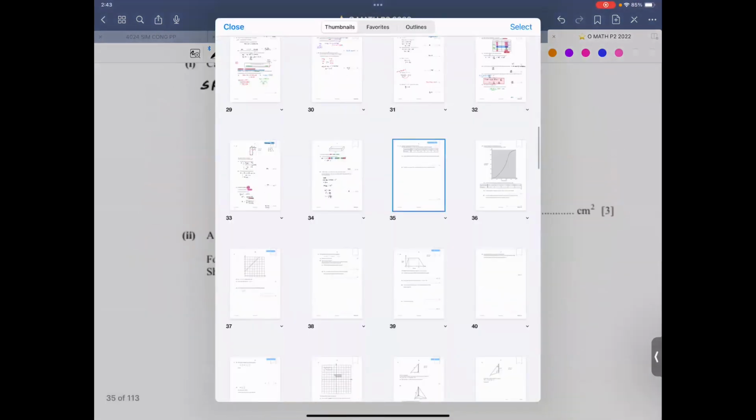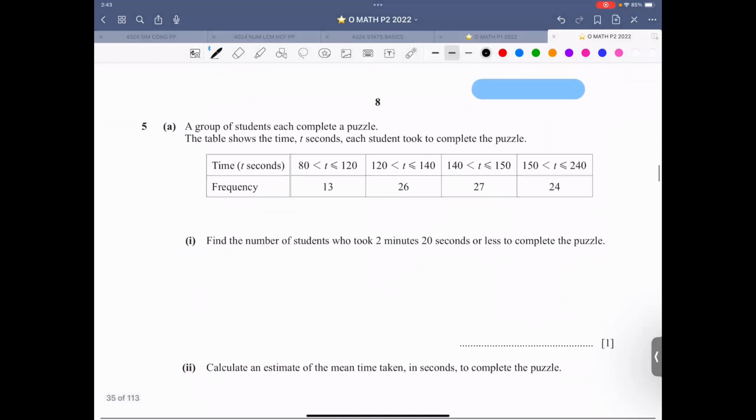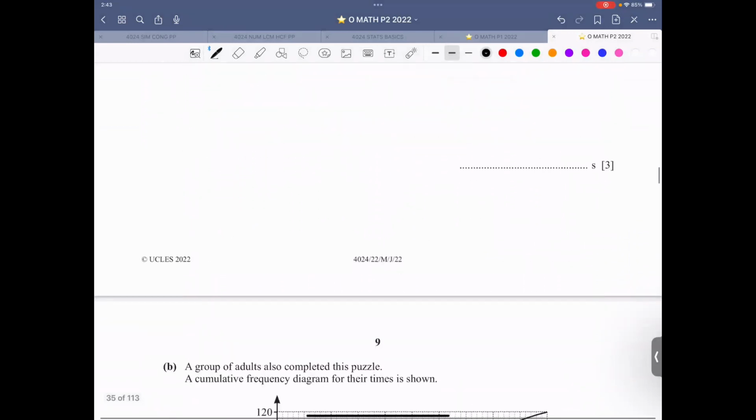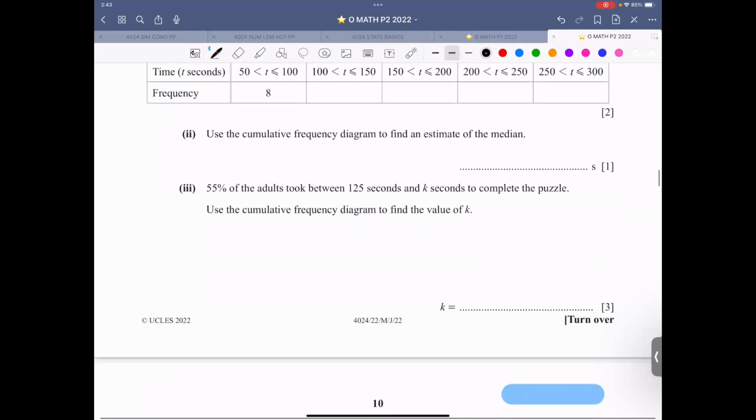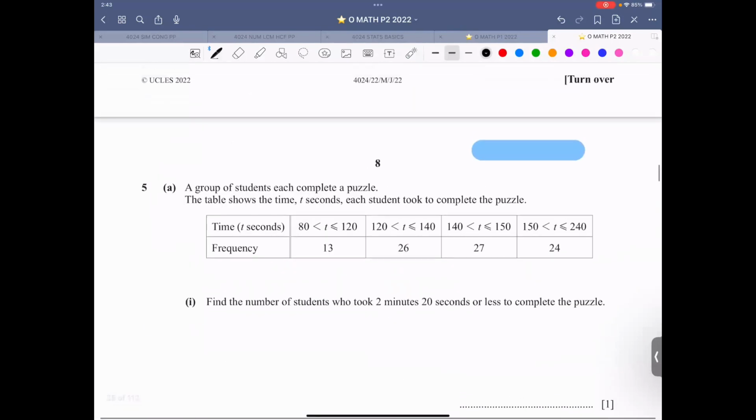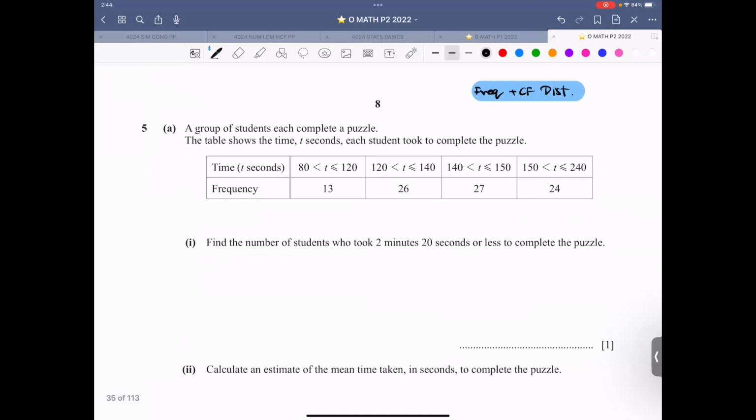Okay, so now let's move on. Now, another question, this time it looks like mean and cumulative frequency and all these things. So this is frequency and cumulative frequency distribution. It's about that. A group of students each complete a puzzle. The table below shows the time t seconds each student took to complete the puzzle. So the time t is in seconds. This is the range. And the corresponding frequencies are given.